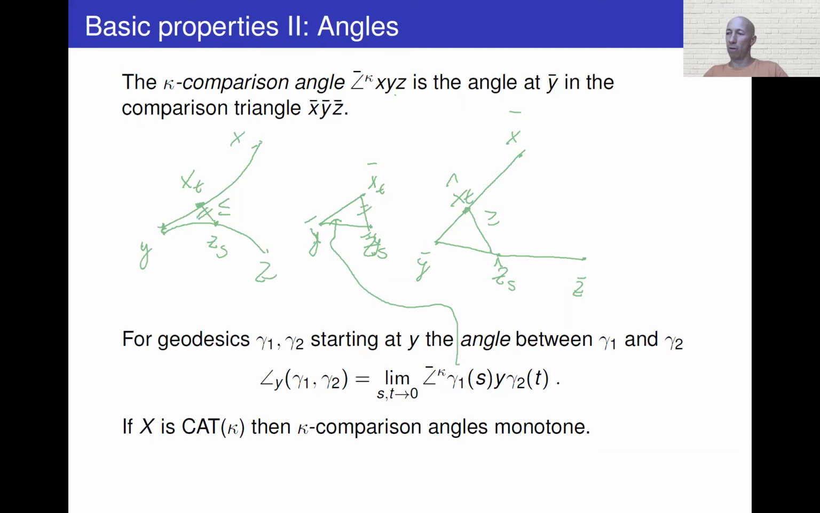And so both triangles on the right are triangles in constant curvature. Here we have two small triangles with two equal sides, and the third side is larger, so the angle is larger. As we see in the picture, if we go from x to y and from z to y on this geodesic, then the statement that this triangle is thin tells you that the comparison angles become smaller and smaller. So this is monotone, and the angle in particular exists and is always not larger than the comparison angle. It's a very basic observation.